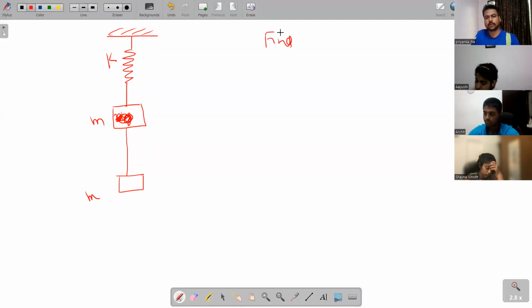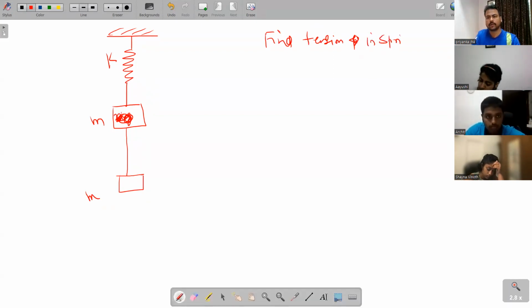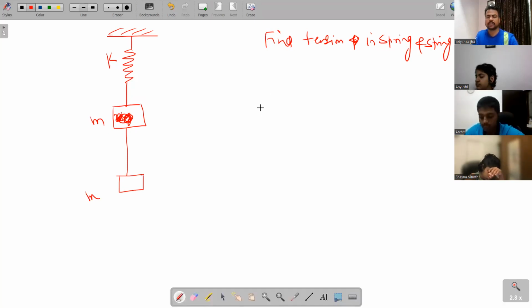Find tension in the spring and string both. First thing is this. First we have to find tension in the spring and string. That is fine. Draw the FBD of this body. Sir, can you give us 2 minutes? Okay, fine.